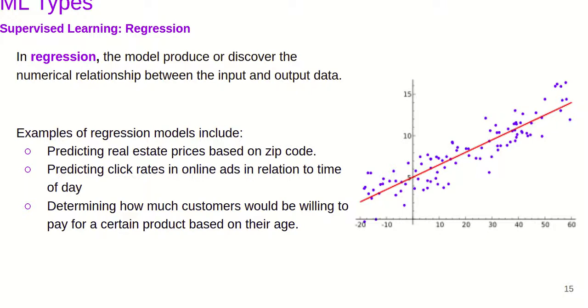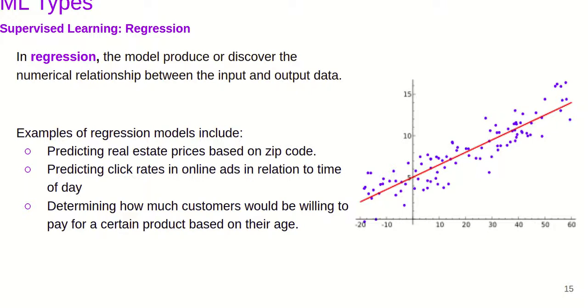understand this task better. For instance, if we want to predict real estate prices based on zip code, we are doing a regression. If we are predicting click rates in an online ad depending on the time of the day, let's say before noon or afternoon, we have different numbers of clicks on the online ads, and we are trying to see how the time of the day influences the click rates. So we can have a regression that discovers the relationship between these two variables or pieces of information.